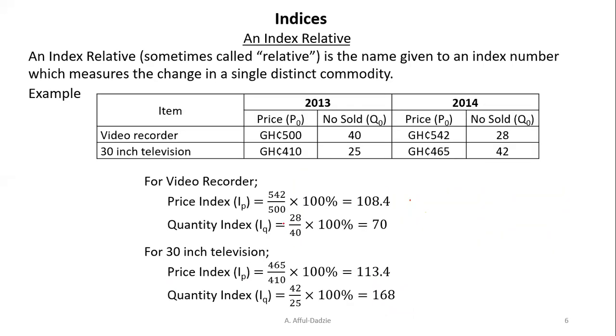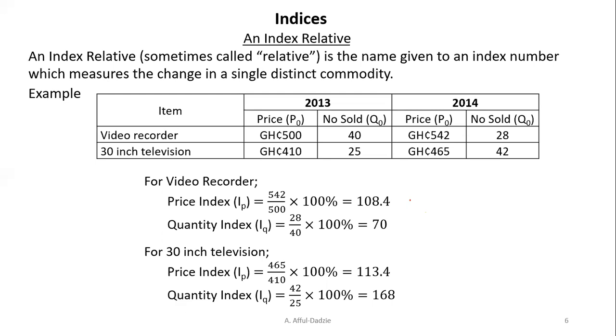All right, so there are instances where we are interested in only a specific product or a specific output. So when we talk of an index relative, given a set of products, we are interested in finding the index number of a specific product. And when that is the situation, a single distinct commodity, we say we are computing the index relative.